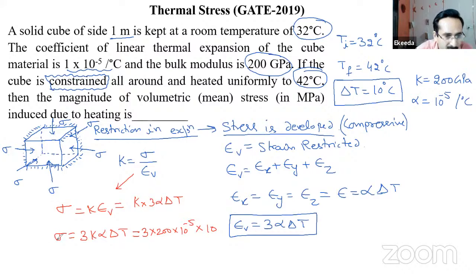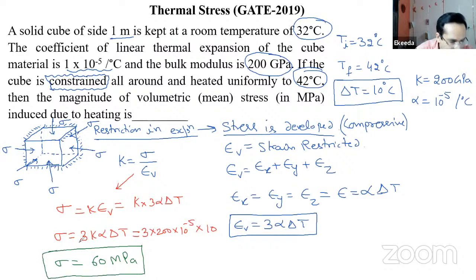Now we can find out the value of sigma. Solve it and you will get the value of sigma. The value of sigma will come out to be 60 megapascal. Use your calculator and you will get this value. 60 megapascal. So this is the answer of this question, right? This question was asked in GATE 2019.